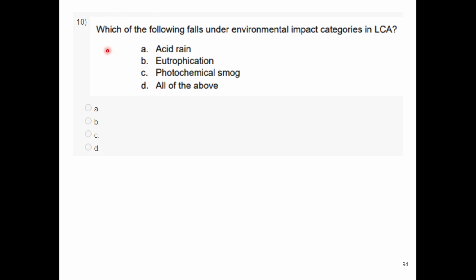And let us come to the last question. Which of the following falls under environmental impact categories in LCA? A, acid rain, B, eutrophication, C, photochemical smoke, or D, all of the above? Out of A, B, C, D, which is the correct option?